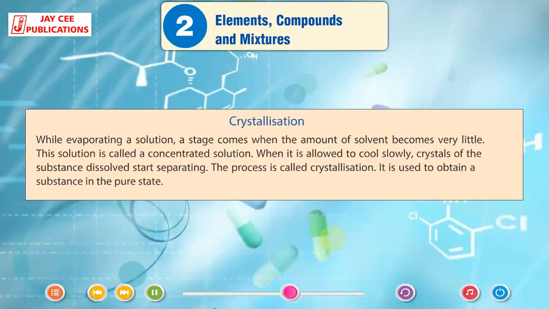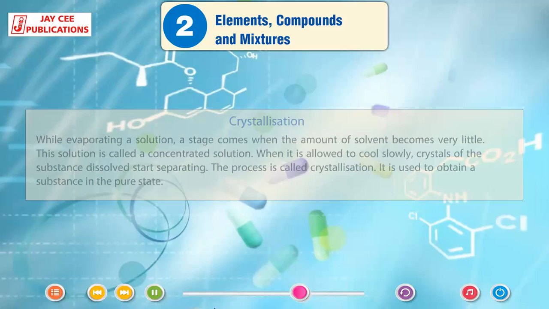Crystallization. While evaporating a solution, a stage comes when the amount of solvent becomes very little. This solution is called a concentrated solution. When it is allowed to cool slowly, crystals of the substance dissolved start separating. The process is called crystallization. It is used to obtain a substance in the pure state.